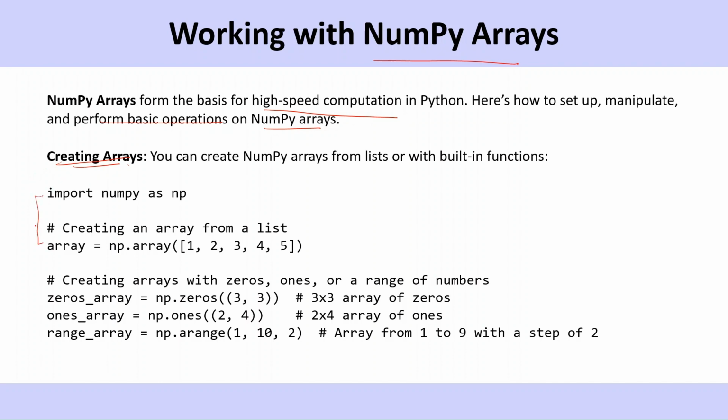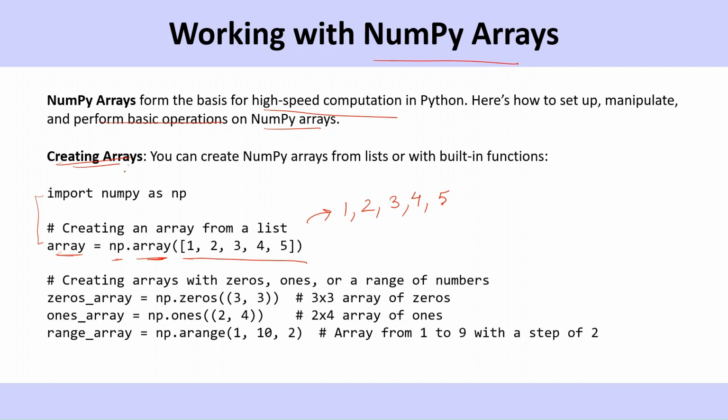code snippet. When we look at this code, array equals np.array, and then we have given the elements. The output of this will be an array having the elements 1, 2, 3, 4, and 5. This creates a 1D array. NumPy arrays are more efficient than Python lists for numerical operations and provide vectorized operations.